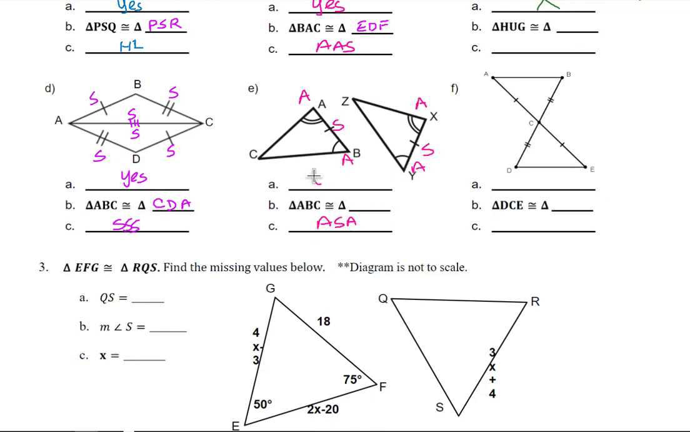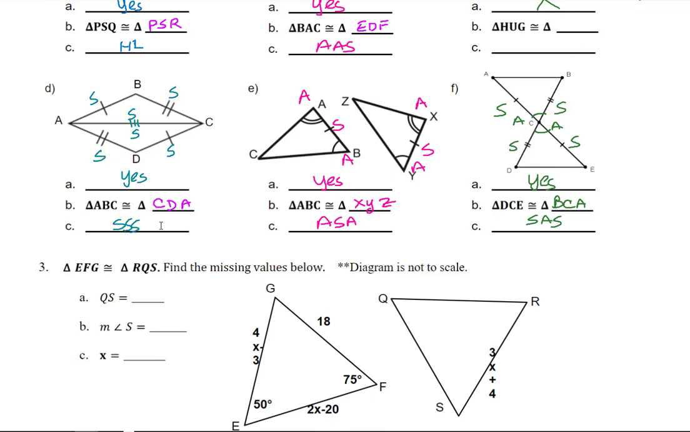So ABC, going from 2 to 1, is going to be XYZ, congruent to XYZ. In F, we got a vertical angle there at C, or pair of vertical angles. That's going to set up a side, angle, side pattern for these two triangles to be congruent. So DCE is going to be congruent to BCA.